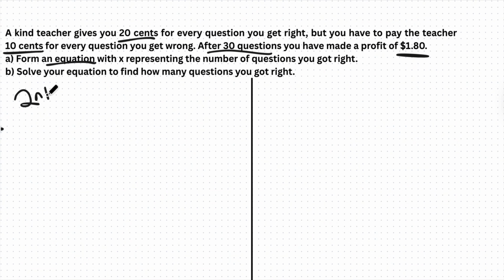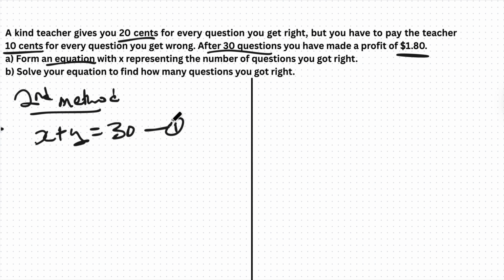So let's go for the second method. First of all, we have to know that if X represents the number of questions that is right, then Y represents the number of questions that we got wrong. And X plus Y should give us the total number of questions that we answered, which is 30. So this is the first equation. Now, we were told that 20 cents was paid for every question we got right. So that is 20 times X. And then when we subtract it by the questions we got wrong, which is 10 times Y, our profit will come out to be 180 cents. And this is equation 2.